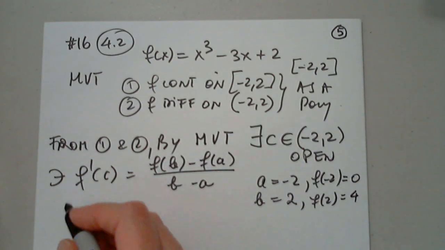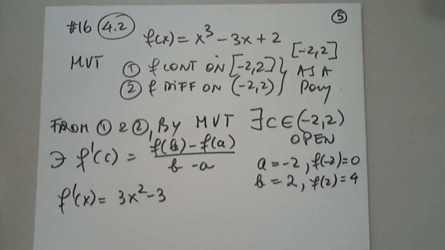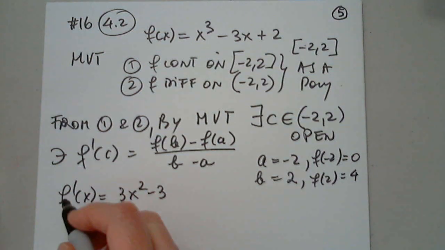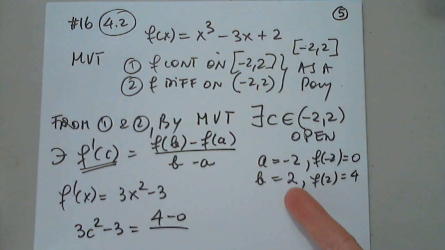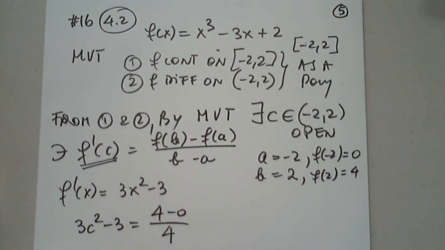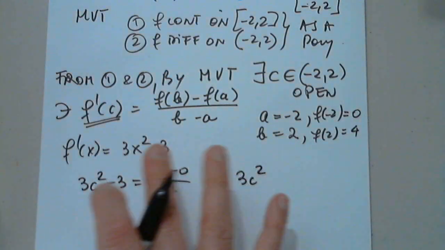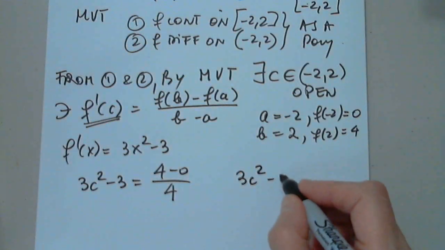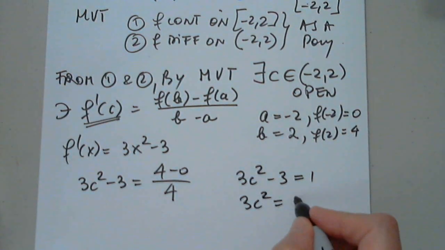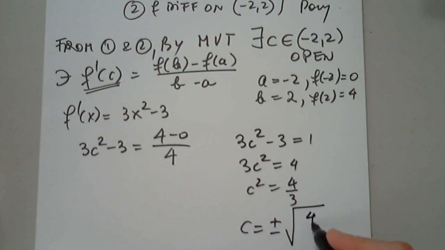Now I find f prime of x, which is 3x squared minus 3. I plug in c in it. So this side is 3c squared minus 3. And this side is 4 minus 0 over 2 minus negative 2, which is 4. Do not go to the sides. This is an equation. You cannot simplify to the sides, please. An equation: one left-hand side, one equal symbol, one right-hand side. 3c squared minus 3 equals 1. 3c squared equals 4. C squared equals 4/3. Then c equals plus or minus the square root of 4/3.